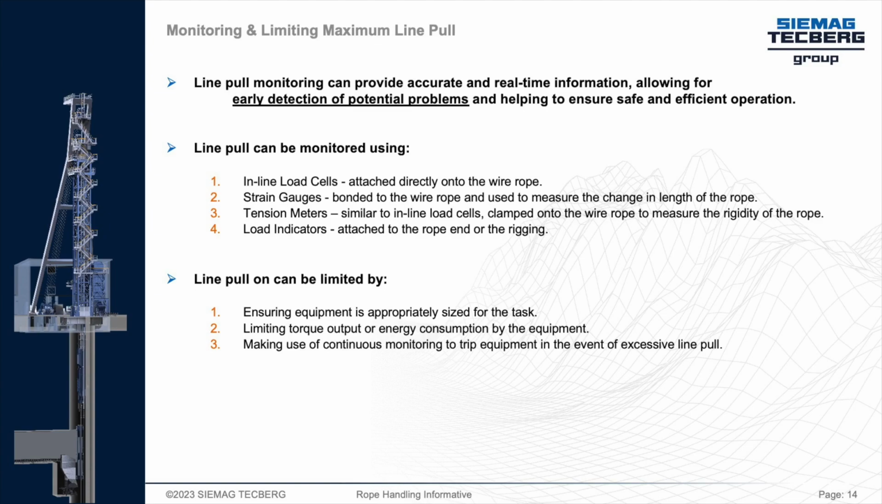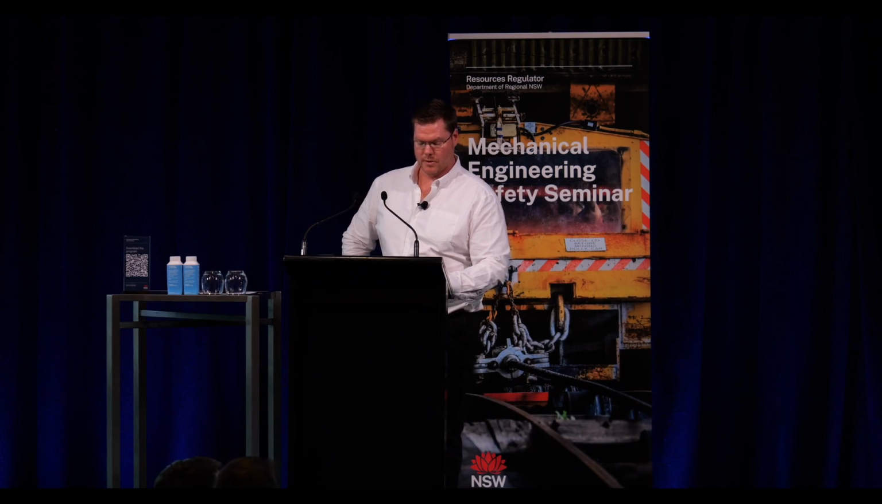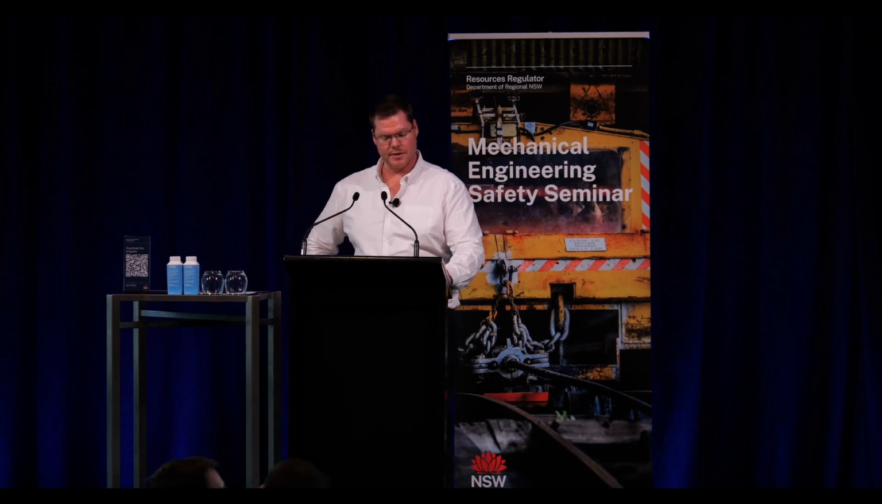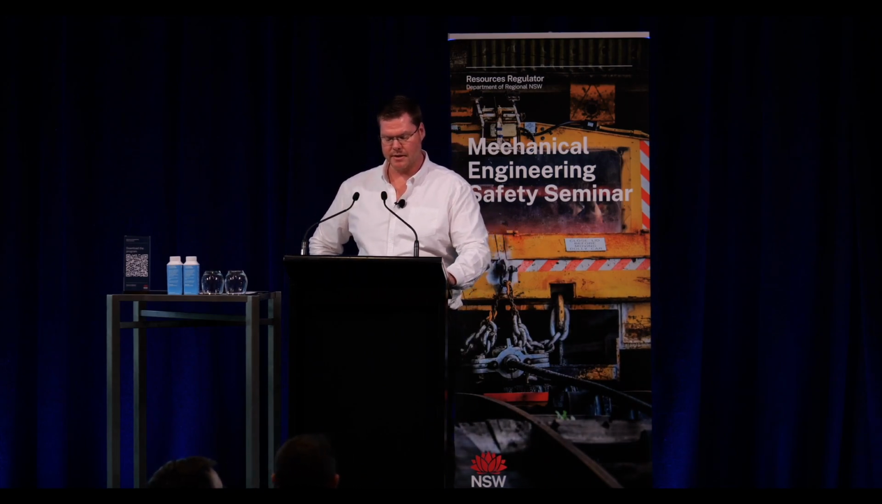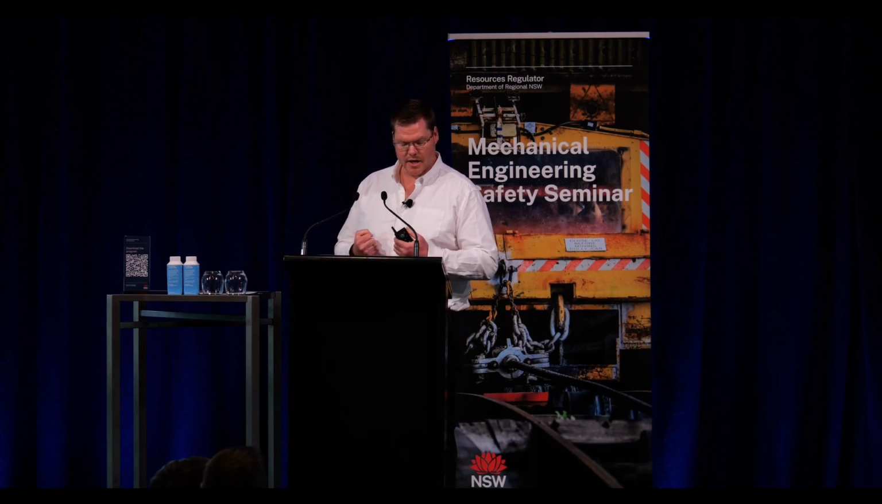So line pull, when doing rope handling tasks. The use of line pull monitoring is an essential step to be considered. Line pull can be monitored using inline load cells attached directly to the ends of the wire rope. You can use strain gauges, so they're bonded to the actual wire rope, and they're used to measure change in length of the rope to then tell you how much strain is in that.